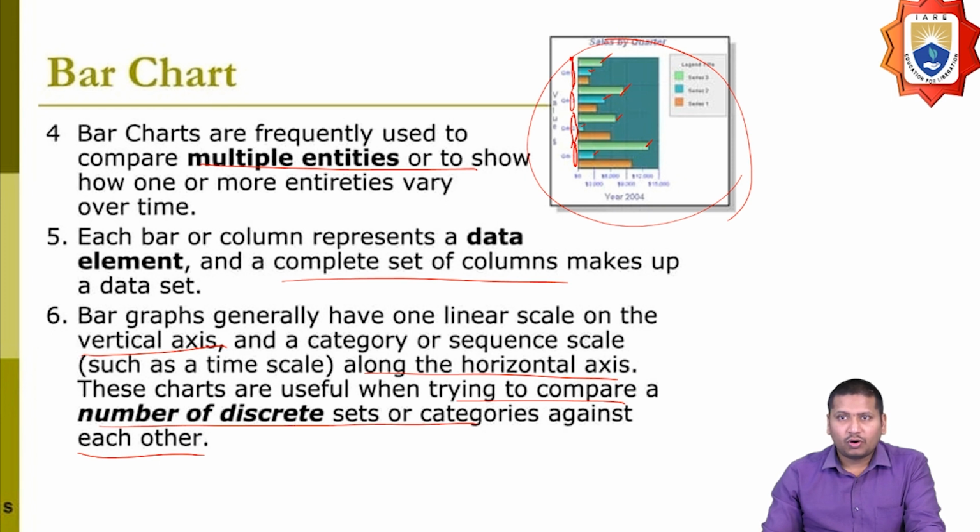So each bar or column represents a data element, and the complete set of columns makes a data set. The bar graph generally has one linear scale on the vertical axis and a category or sequence scale along the horizontal axis. These charts are useful when I'm going to compare a number of discrete data sets or categories against each other.